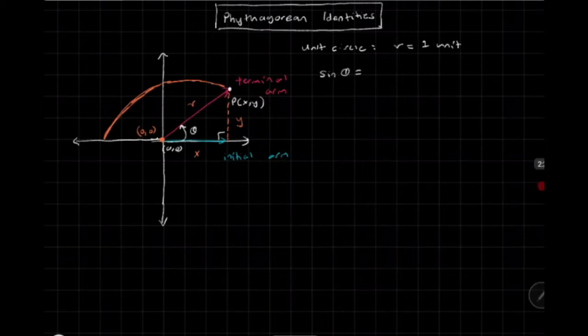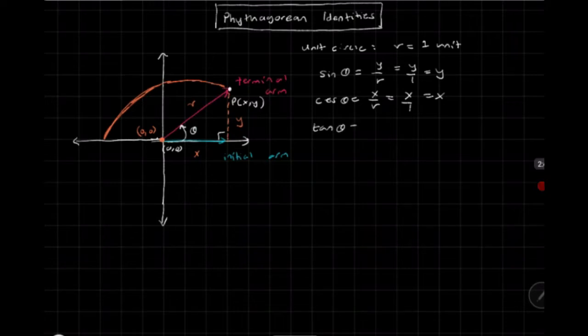Now if I look at sine theta, we can notice that sine theta is the opposite over the hypotenuse, which is y over r. Because we stated that this was a unit circle, then we know that r here is 1. So this is basically y over 1, which is y. Cosine theta here is going to be adjacent over hypotenuse, so x over r. R is 1, so we get x over 1, which is x.